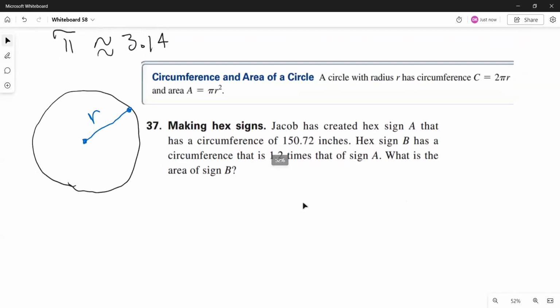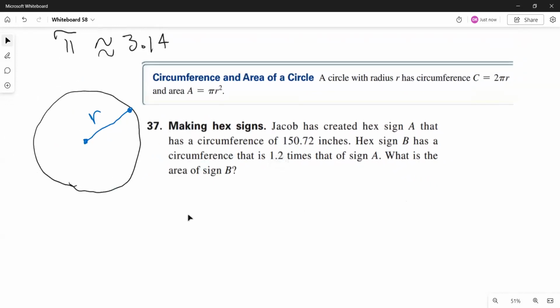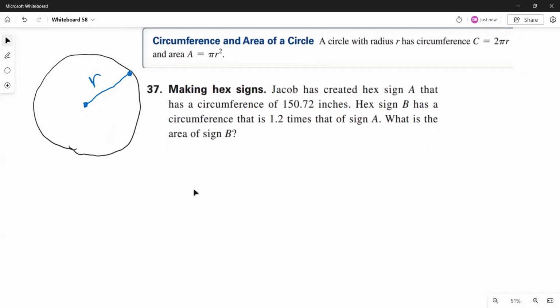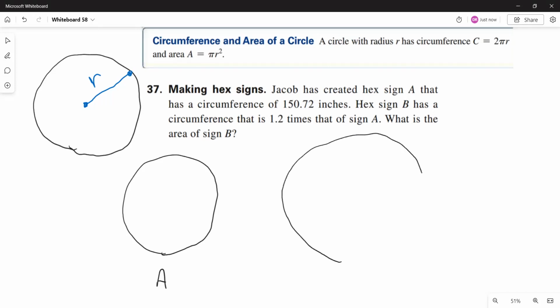Jacob has created hex sign A that has a circumference of 150.72 inches. Hex sign B has a circumference that is 1.2 times that of sign A. What is the area of sign B? So we have two signs. We have sign A that has a circumference of 150.72 inches. And hex sign B has a circumference that's a little bit larger, so the circle is going to be a little bit bigger.